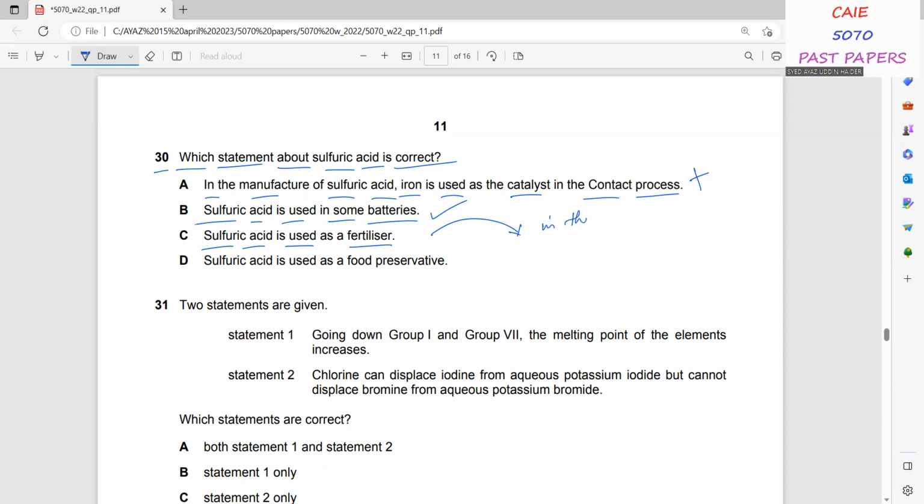In the making of fertilizers, not used directly as a fertilizer. So this is a wrong statement. D. Sulfuric acid is used as a food preservative. We are not using sulfuric acid as a food preservative. So only choice B is the right answer here.